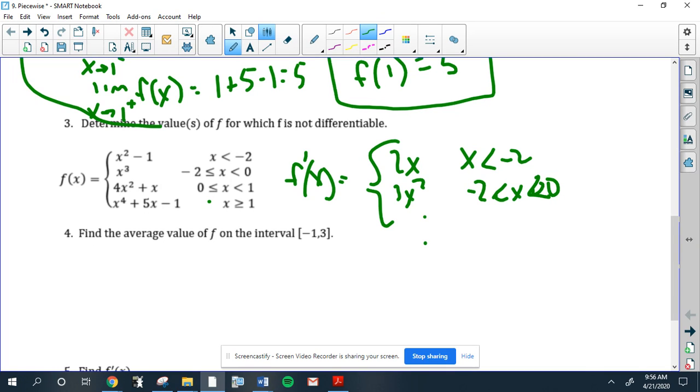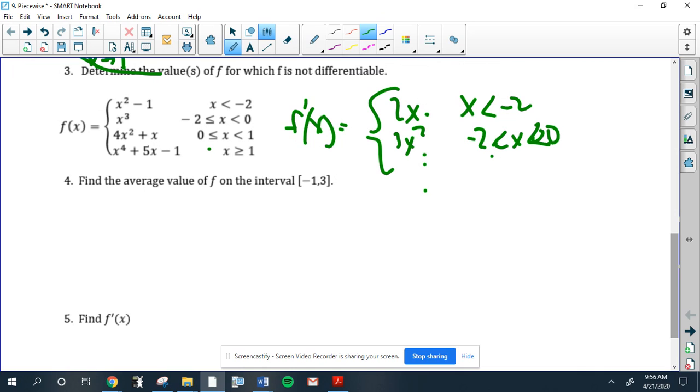So to figure out if it's differentiable at -2, we're not going to write this out, but you would plug in -2 to this function, you'll get -4. And plug -2 into this function, you'll get 12. Since the derivatives don't match from the left and the right, it's not differentiable. If their derivatives were the same from the left and the right, then it is differentiable.